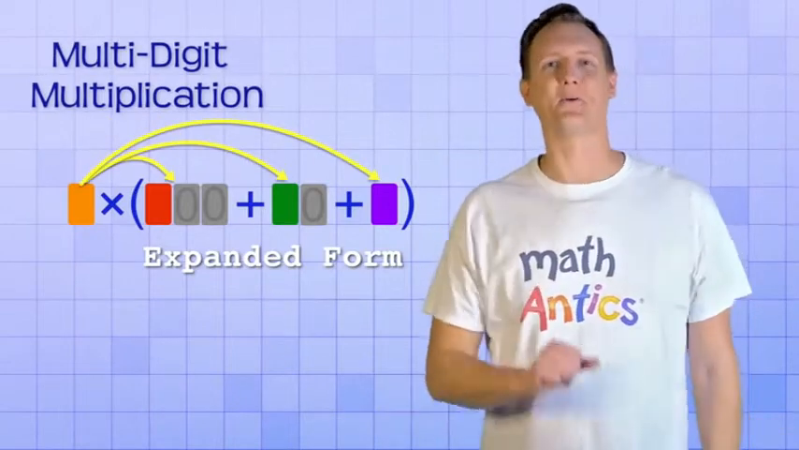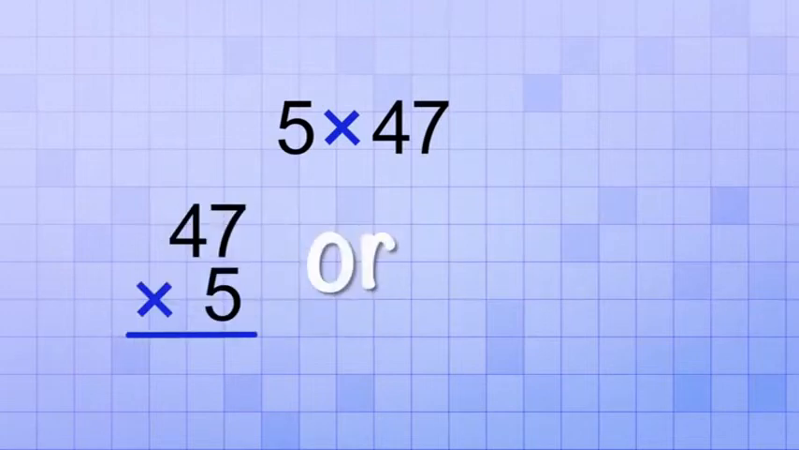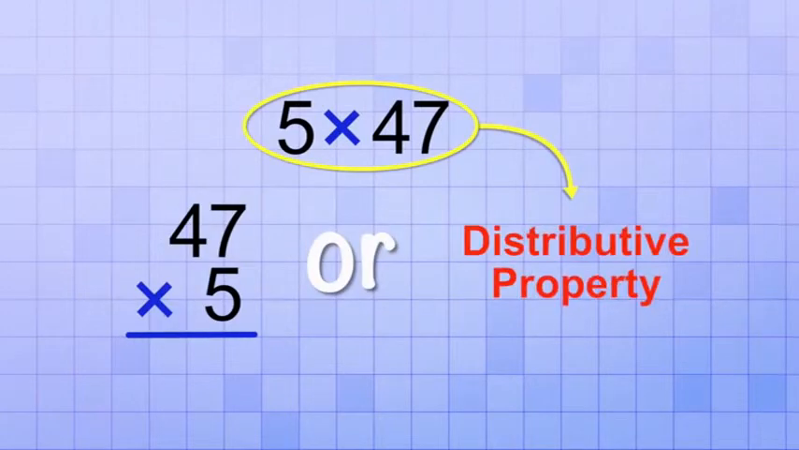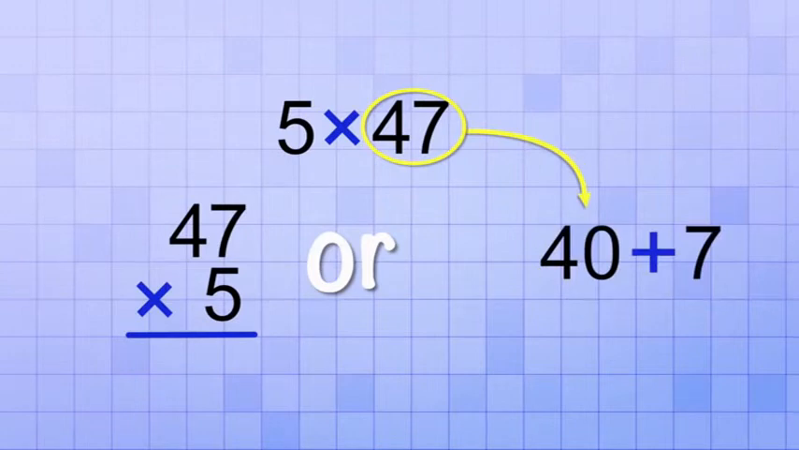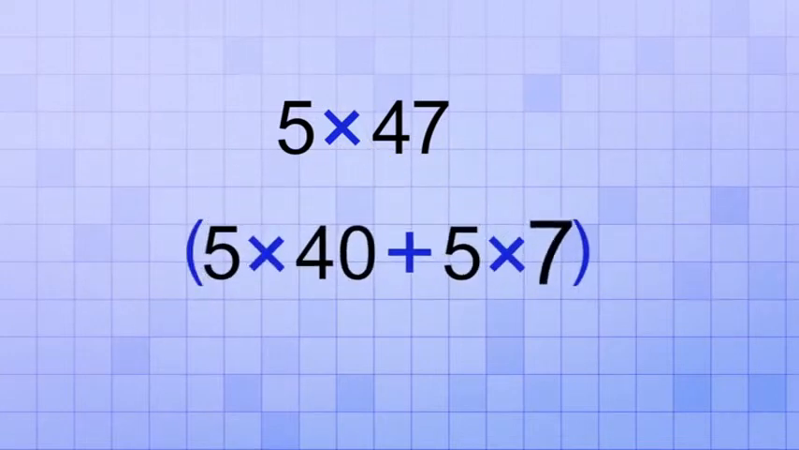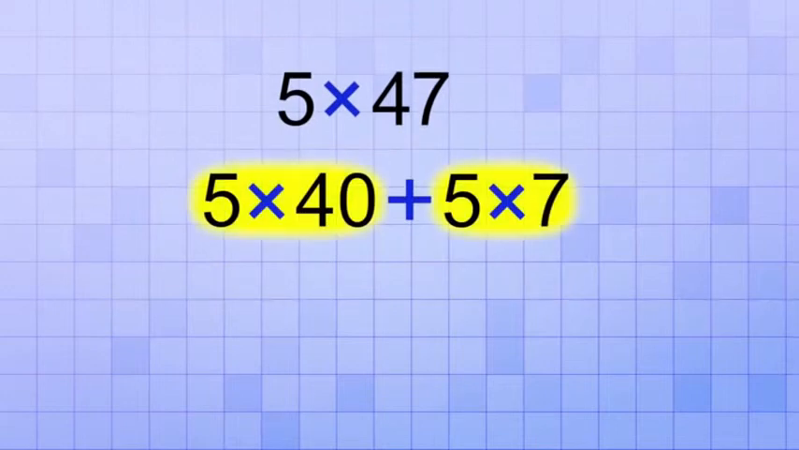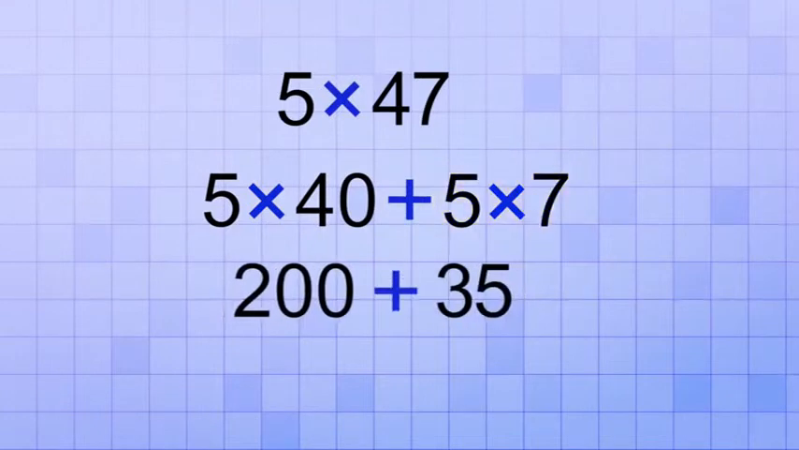Sound confusing? Here's what I mean. Let's say you need to multiply 5 times 47. Well, you could just use the multi-digit multiplication procedure, or you could change this into a problem where the distributive property will make it a little easier to do. The key is to realize that you can replace the 47 with 40 plus 7. Then the problem becomes 5 times the group 40 plus 7. And the distributive property lets us change that into 5 times 40 plus 5 times 7. Those two multiplications are easy to do. 5 times 40 is 200, and 5 times 7 is 35. So our answer is 200 plus 35, or 235.